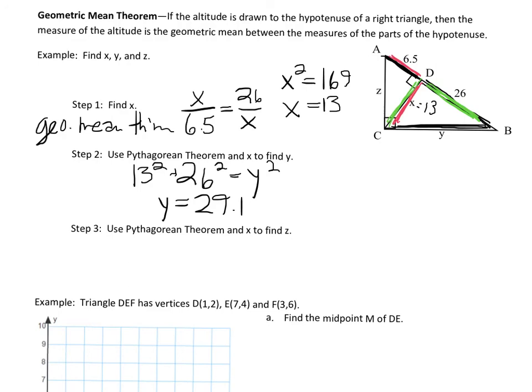And then to find z, since I've already found x, I'm going to use the Pythagorean theorem again to say that 6.5 squared plus 13 squared equals z squared. Once again, this is my hypotenuse this time, and so I'm looking at these two legs. And if I solve that out, I get that z equals 14.5.